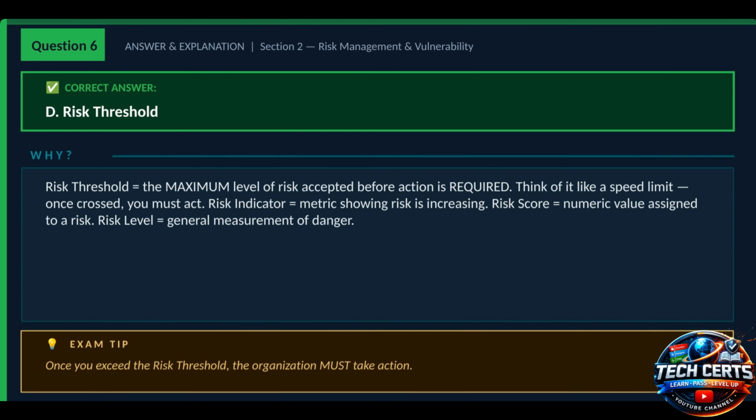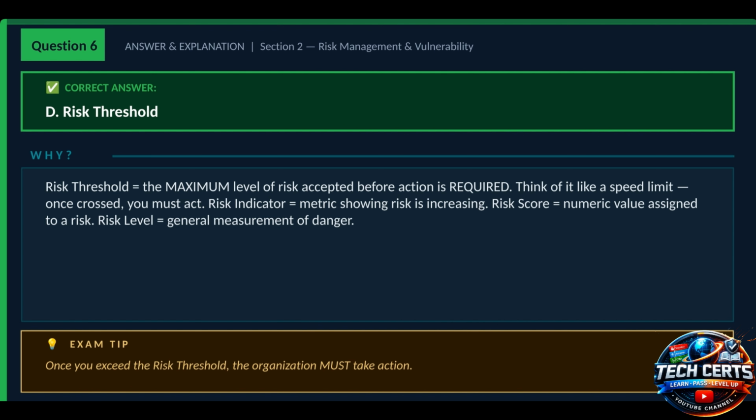The correct answer is D, risk threshold. Let's do a quick vocabulary lesson because these terms trip people up. A risk indicator is a metric showing that risk is increasing. A risk level is a general measurement of how dangerous a risk is. A risk score is a numeric value assigned to a risk, but a risk threshold is the maximum level of risk an organization will accept before action is required.